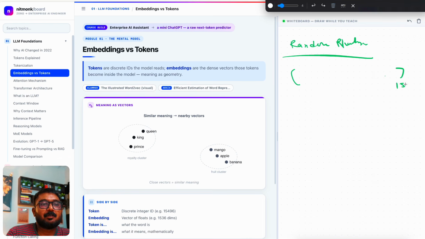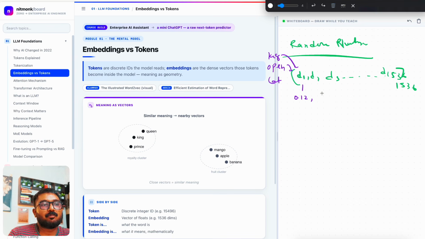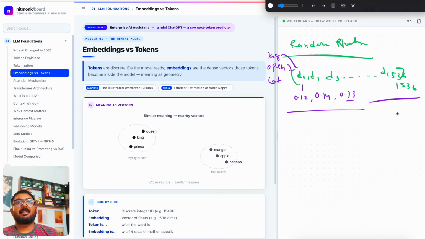So if I say a 1536 dimension matrix, D1, D2, D3 till D1536, all of these will have a set of numbers. So this is for cat, for example, or let's say you take a different one, like king, where it's going to sit. They will be given a random number, like 0.14 or 0.13. This is the calculation part. This is where all the compute is going.